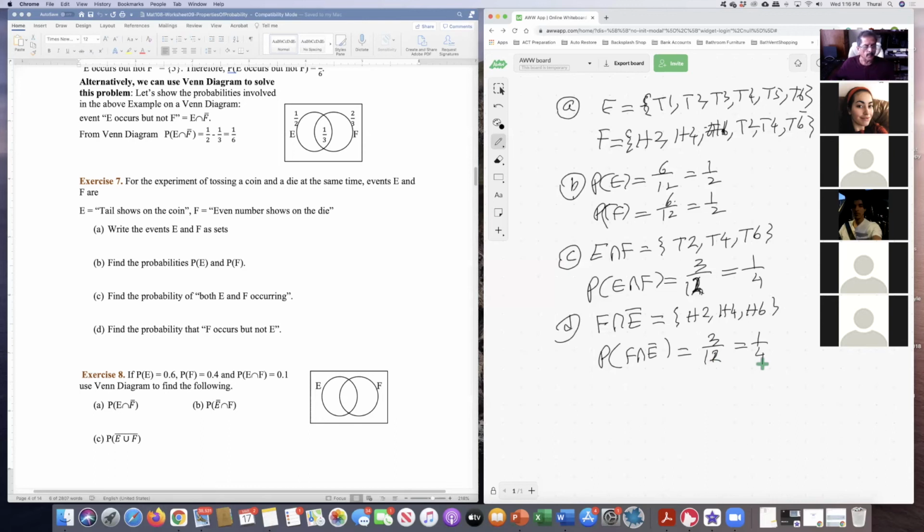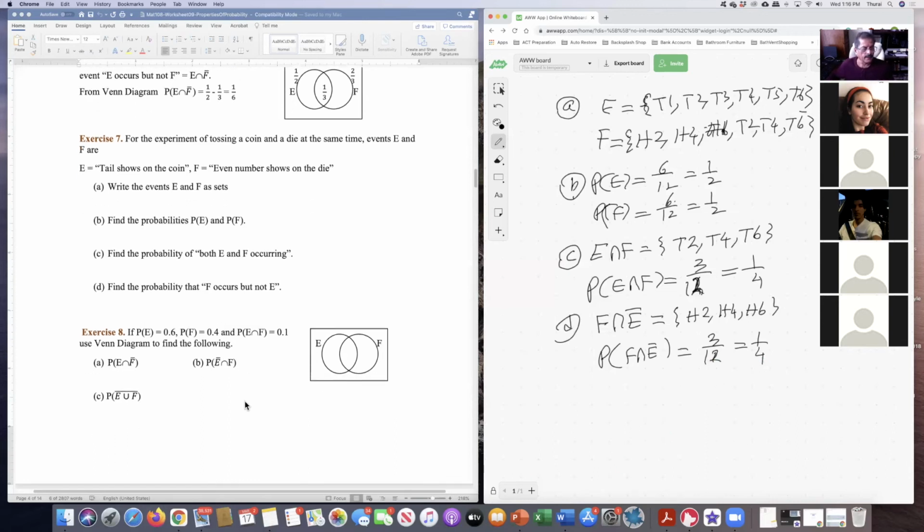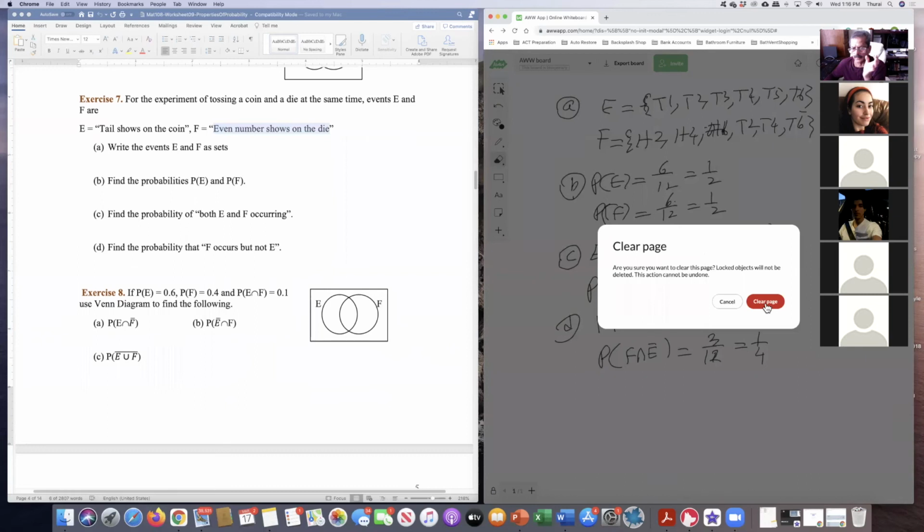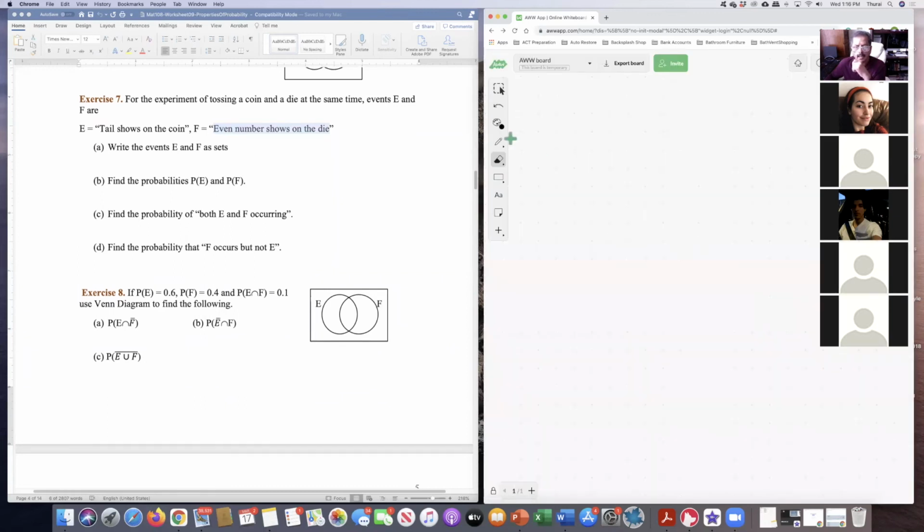And that's it. Problem number 8 gives you probabilities and it asks you for probability of E intersection F bar, E bar intersection F, E union F bar, all that. Clearly that means you have to use a Venn diagram. So put the numbers on the Venn diagram and work out the remaining section, just like we did in the set theory. And then you'll be able to answer all the questions. Okay, so I'm putting everything on the Venn diagram.